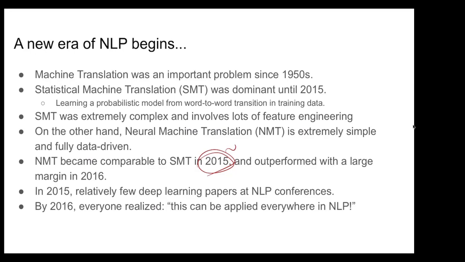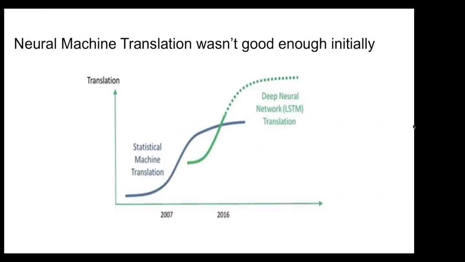I actually personally observed this. In 2015, there were very few deep learning papers at NLP conferences. But by 2016, everyone realized that attention, or this seq-to-seq, and also classification, created better ways to do it. This can be applied everywhere in NLP, not just classification, for instance. And just comparing the neural machine translation, well, the title is actually wrong. What I was trying to say is that SMT was pretty good until like 2016-ish. And when NMT was first introduced, the encoder-decoder network was right here.